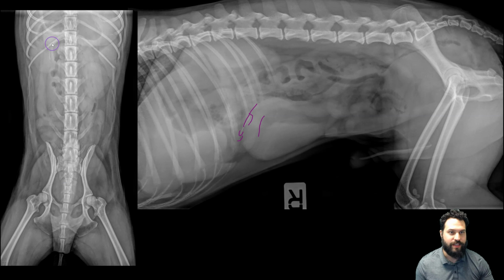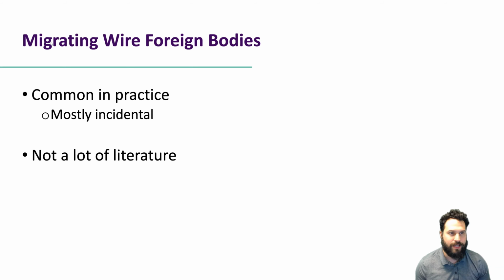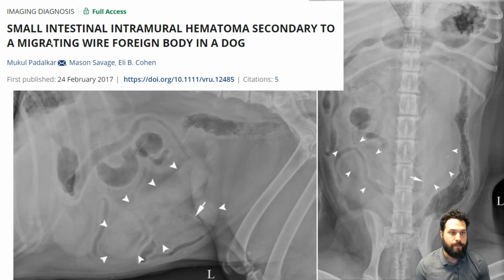If we're looking for this in the VD projection, we can see it here. Again, it's not definitively in any one location. This could be small intestinal or it could be within the peritoneal space. Migrating wire foreign bodies are pretty common in practice. They're mostly incidental, and we actually don't have a ton of literature on them. What we do see in the literature is a couple of case reports.